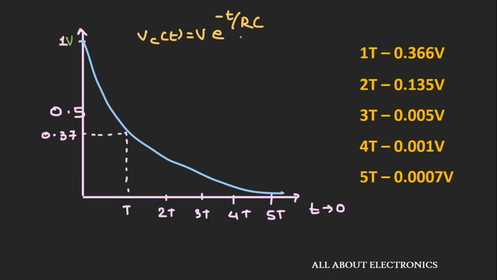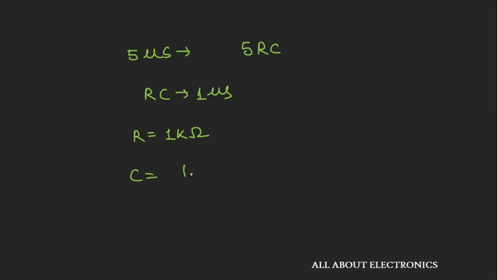Let us say in your circuit, you want your capacitor to get discharged in 5 microseconds. Now we know that the capacitor will get discharged in 5 RC time constants. So this RC time constant will be 1 microsecond. Now suppose you have chosen the value of R as 1 kilo ohm, then the value of C will be 1 microsecond over 1 kilo ohm. So the value of C will come out as 10 to the power minus 9 farad, or 1 nanofarad. In this way you can choose your values of R and C to get a desired discharging time.